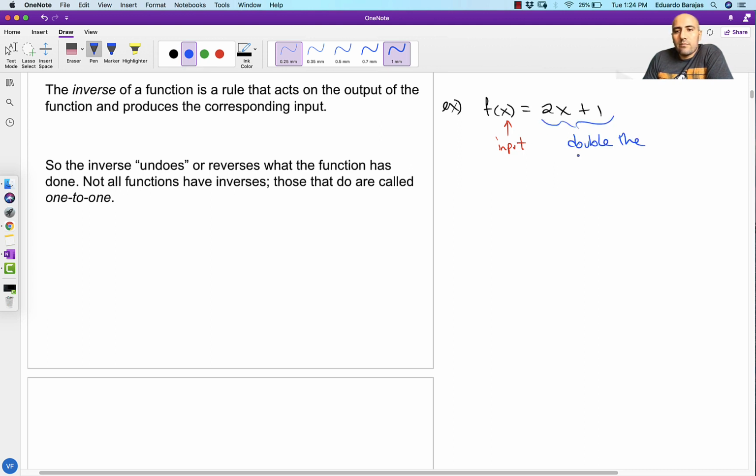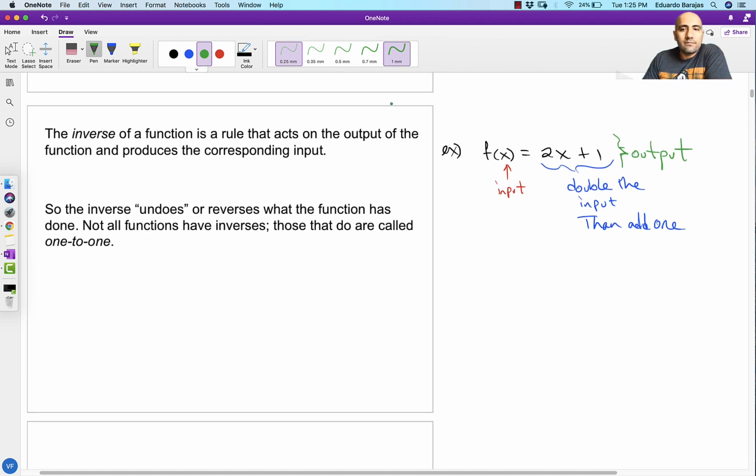Double the input and then add 1, and then out comes your output. Something goes in here, we do this to it. These are the instructions for your function f: double the input, then add 1, and out comes the output. What we want to do is to be able to reverse this process. We want to take this output and plug it into some new function.